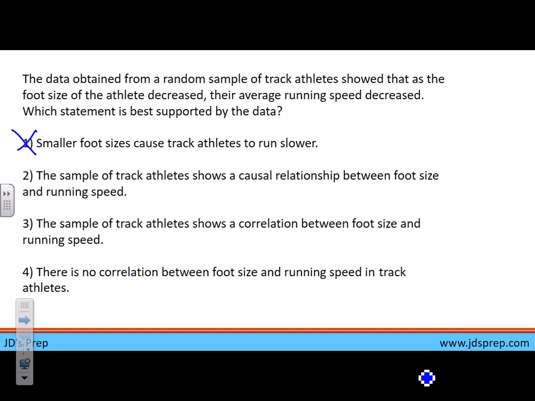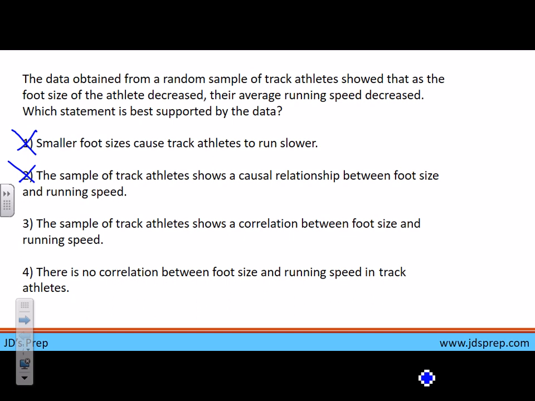The second statement says the sample of track athletes shows a causal relationship between foot size and running speed, which is another way of saying exactly the same thing as number 1 without being as specific about the particular causal relationship. Regardless of what the causal relationship may be, we can't make the claim of cause and effect between these two variables because we don't have that random assignment being done. So that second statement is also not going to be true.